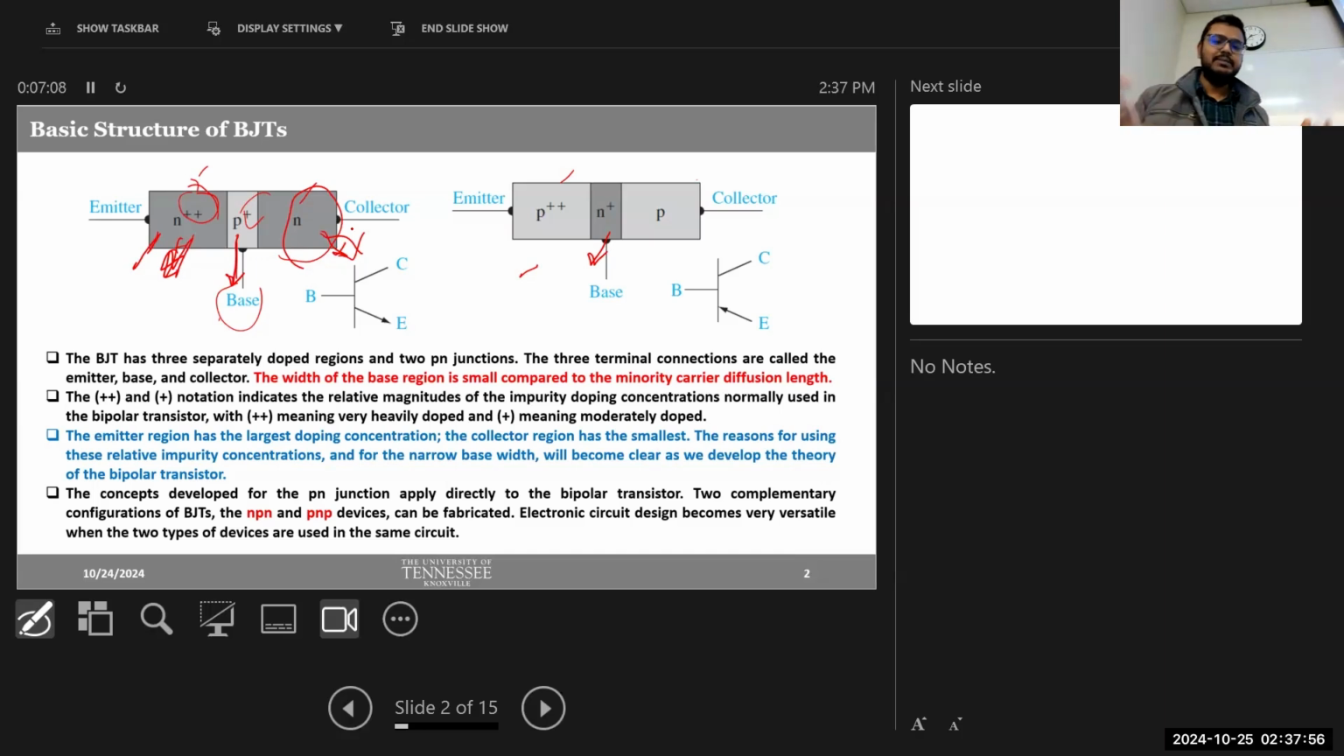Similarly for PNP, this P plus plus will have the highest doping, so this will be our emitter, and this P region will have the lowest amount of doping, so this will be our collector. And these two you see here are the circuit symbols for the NPN and PNP transistor.